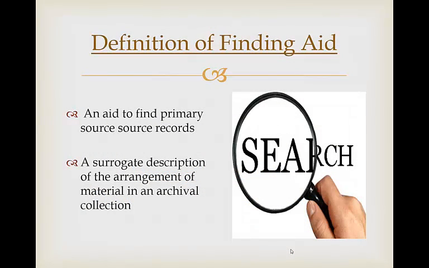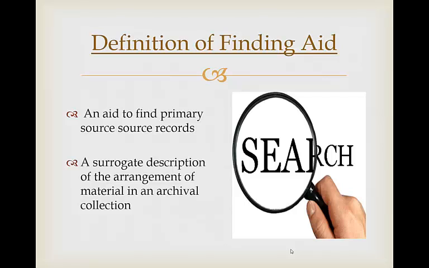A finding aid is exactly what it says it is. It is an aid to find information. Archivists do not just throw archival boxes on shelves and expect researchers to go through them to locate their desired research material. It is the job of the archivist to arrange the collection in a coherent manner and create finding aids that mirror that arrangement, allowing for quick discovery and retrieval of relevant information.